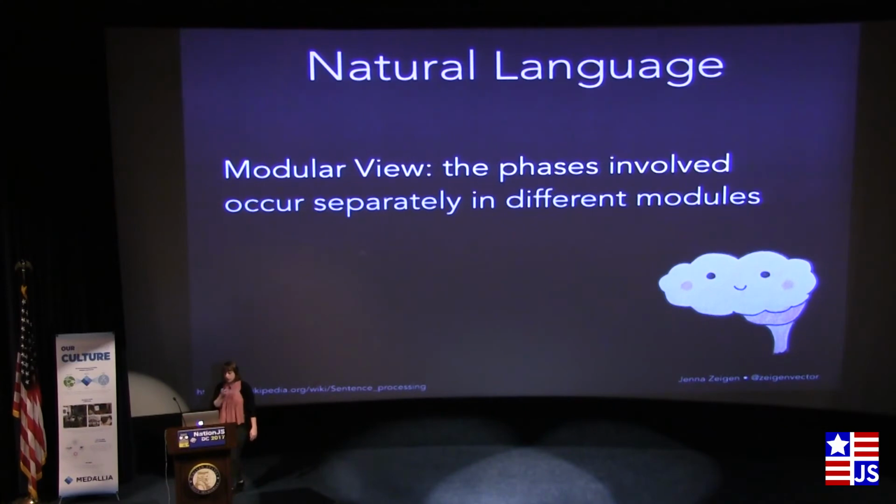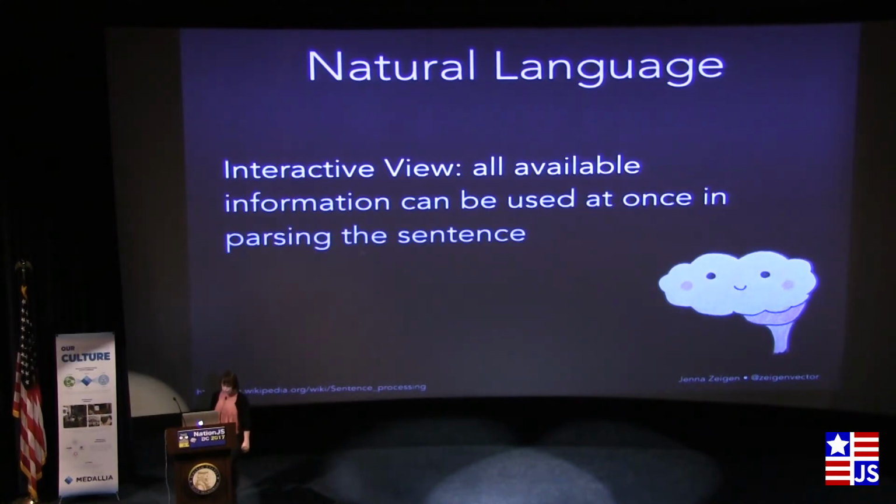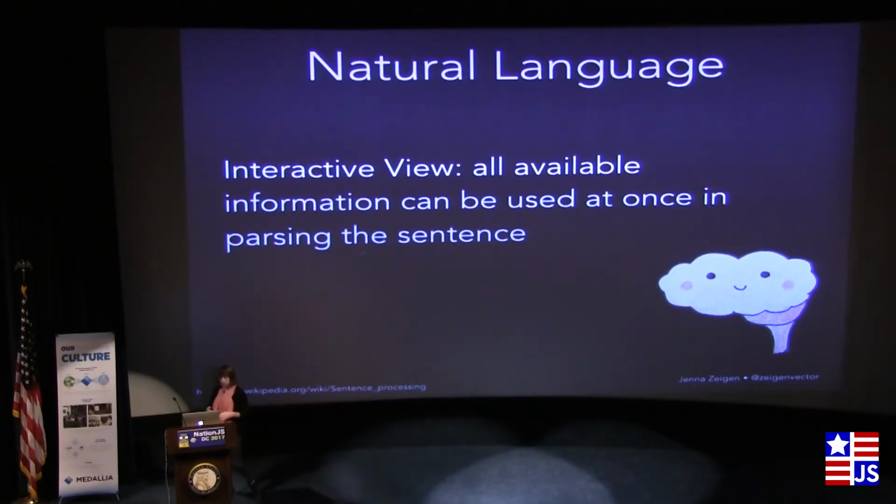Another view of this is called the interactive view. In this view, all available information can be used at once in parsing the sentence. So you're going to have the syntactic, semantic, and contextual information all there for you from the beginning. So the semantics of the sentence can come in and play an earlier role in determining if the parse is plausible while the parse is unfolding. So you get just-in-time parse validation from semantic information.